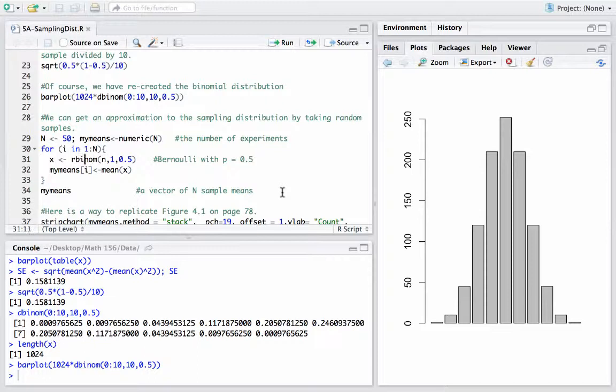Paul's being a little cute here. He's using rbinom for one trial, which basically is a Bernoulli. Let's take a look at what one of these looks like.